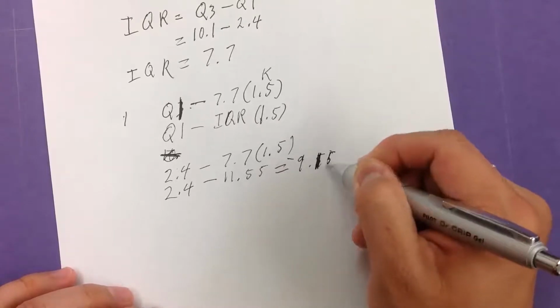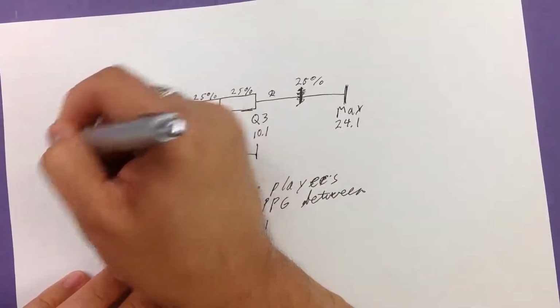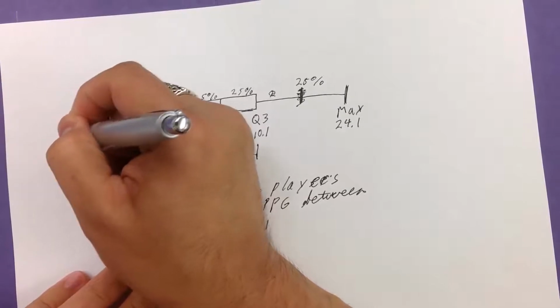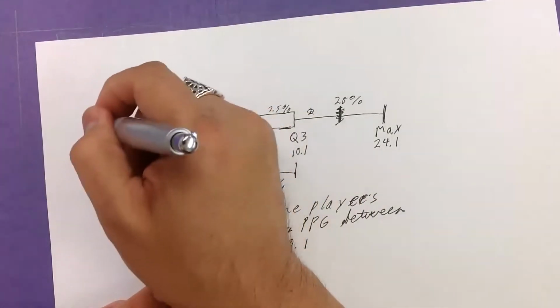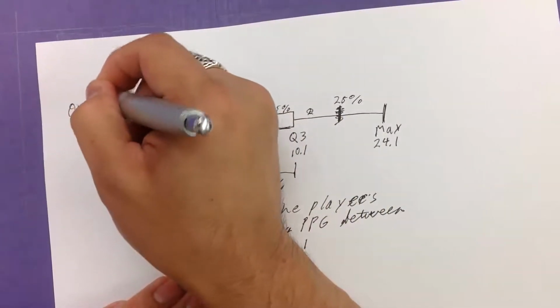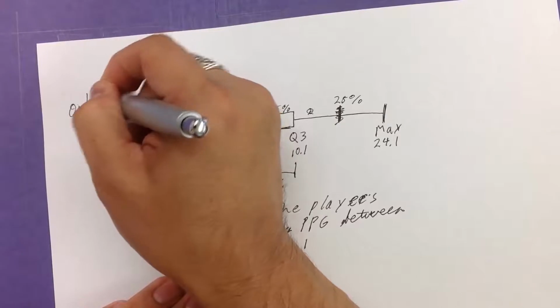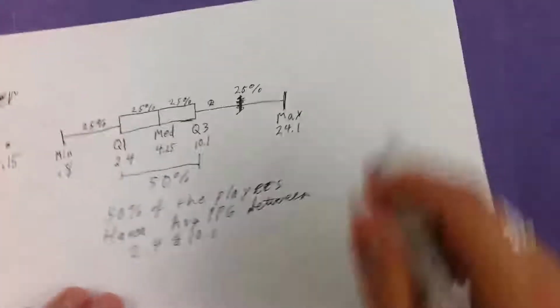That gives us negative 9.15. So when we put this on the graph, this is going to be a negative number, negative 9.15. Any number to the left of this one is an outlier. So that's one place where we found the outlier.